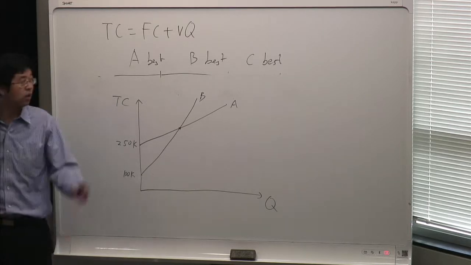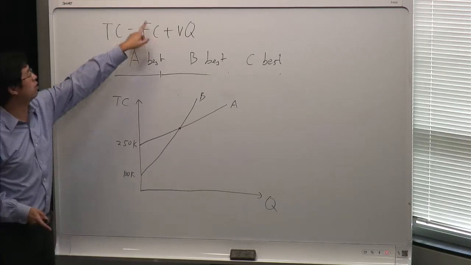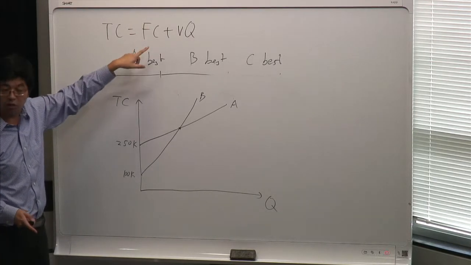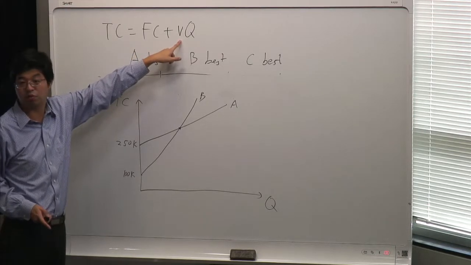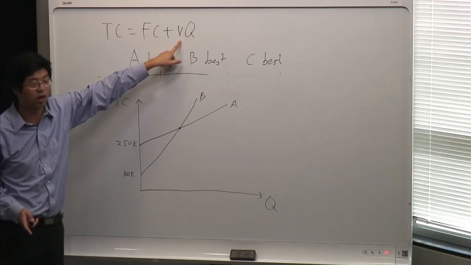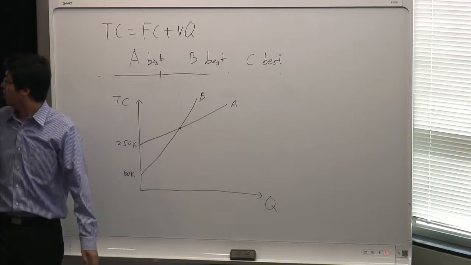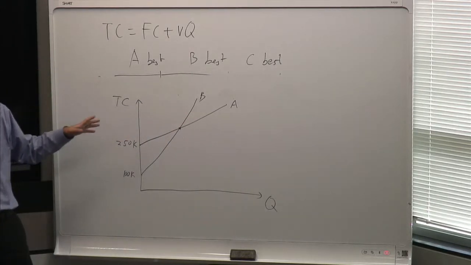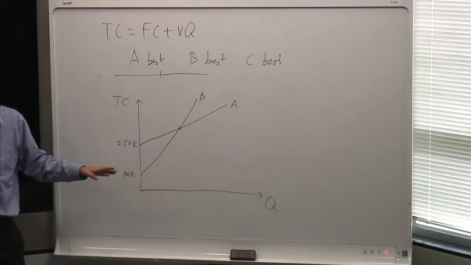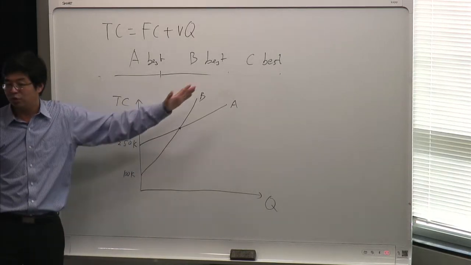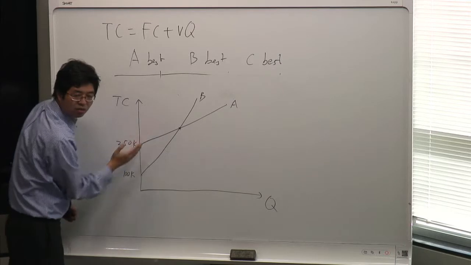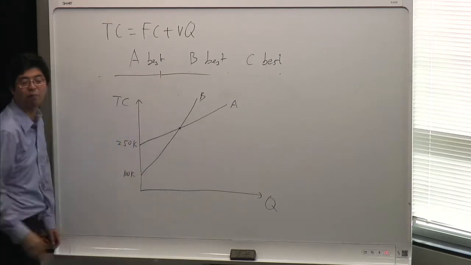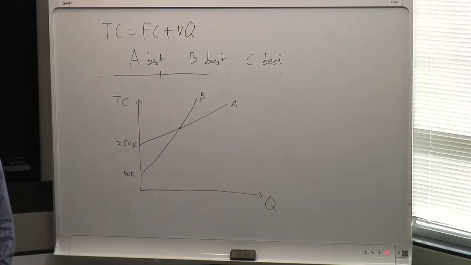What's the slope? Look at this formula. Fixed cost is the intercept. Slope is nothing but V. Variable cost is the slope, because it's a function of Q. A's slope is 11, so it's pretty flat. We can't say 11 is flat, but compared to other numbers, it's flatter. But B is 30, so this trend is sharper than A. Is it clear?